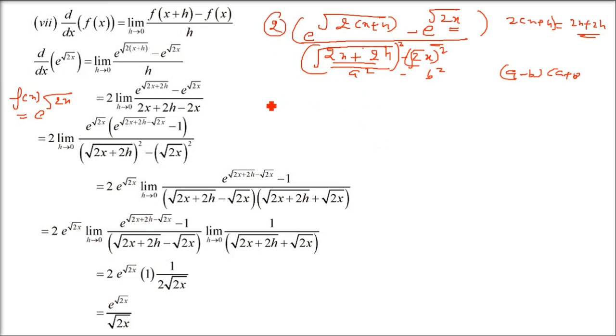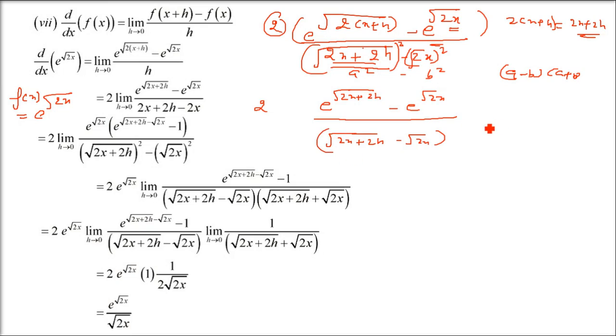Please see here, a square minus b square I am writing. So 2 is already there. E raised under root 2x plus 2h, and then we have minus e raised under root 2x, and this divided by, now I am writing a minus b, a plus b. This is under root 2x plus 2h minus under root 2x, and then we have this as plus under root 2x plus 2h plus under root 2x. So a minus b times a plus b is a square minus b square.